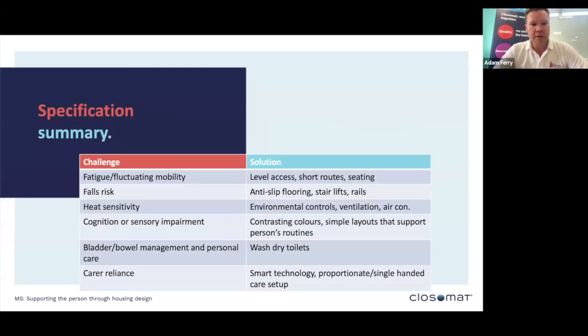So when we're thinking about some of the challenges, I've put up a really basic graphic about what some of the solutions can be. When we're thinking about fatigue or fluctuating mobility, we've got things like level access, short routes, seating to support someone to stand without expending too much energy. With the falls risk, we've got anti-slip flooring, stair lifts or home lifts, grab rails, banisters. For heat sensitivity, environmental controls, including ventilation and air conditioning. Within cognitive or sensory impairments, contrasting colours, simple layouts that support the person's routines.